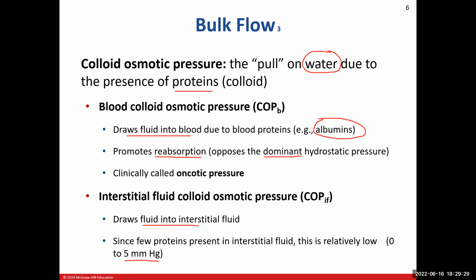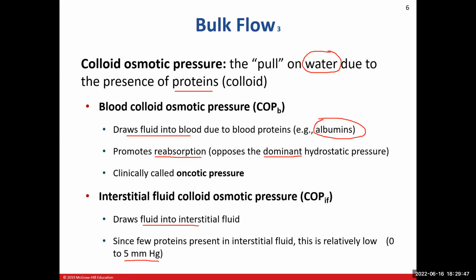So you can see it's not that high, and as it should be, because you really shouldn't have a lot of proteins in the interstitial fluid. They should be remaining in your blood vessels and inside the actual cells themselves, the tissues there. So it's not so much in the interstitial fluid.